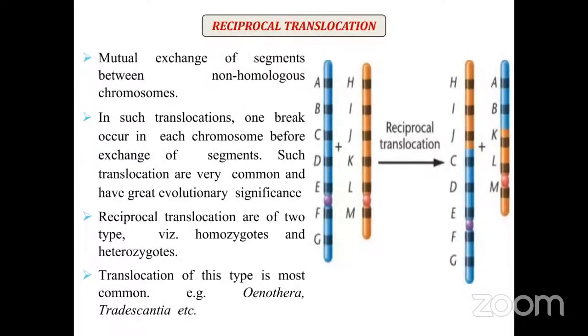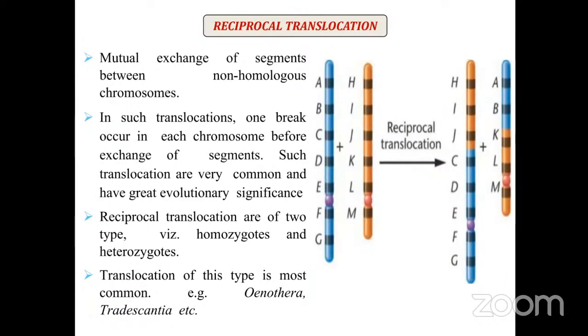Then this is the reciprocal translocation. Reciprocal translocation means genes are exchanged between the two non-homologous chromosomes. A, B, C, D, E, F, G was the gene sequence on one chromosome, and H, I, J, K, L, M was the gene sequence on its non-homologous chromosome. After the reciprocal translocation, you can see H, I, J has come onto the first, blue chromosome, and A, B has come to the orange chromosome, that is A, B, K, L, M. That is a reciprocal translocation.